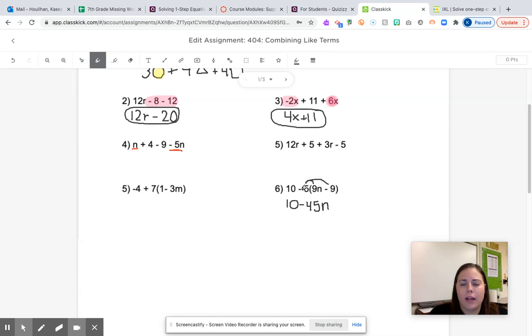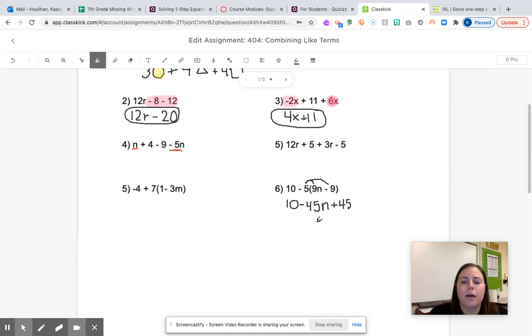Now we have negative 5 times negative 9. That is going to give us plus 45. Okay, we have distributed the negative 5 through. We got negative 45n plus 45, and we just brought down our 10.